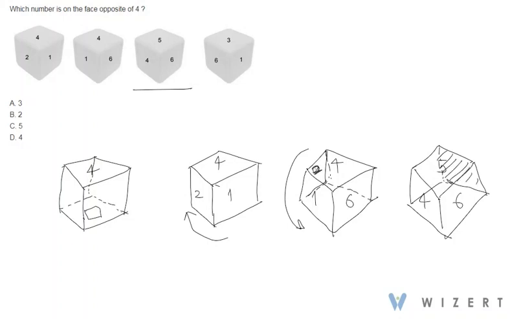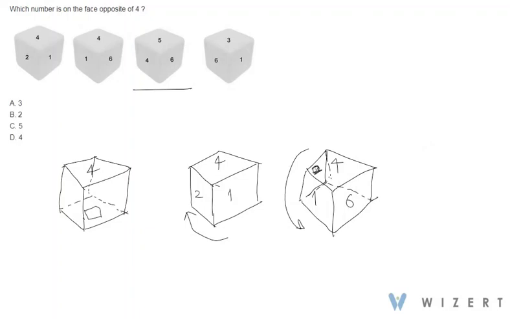1 is on the bottom face and 2 is over here. So the only remaining number, apart from 1, 2, 4, 5, 6, is 3. So on the face opposite to 4, we have number 3.